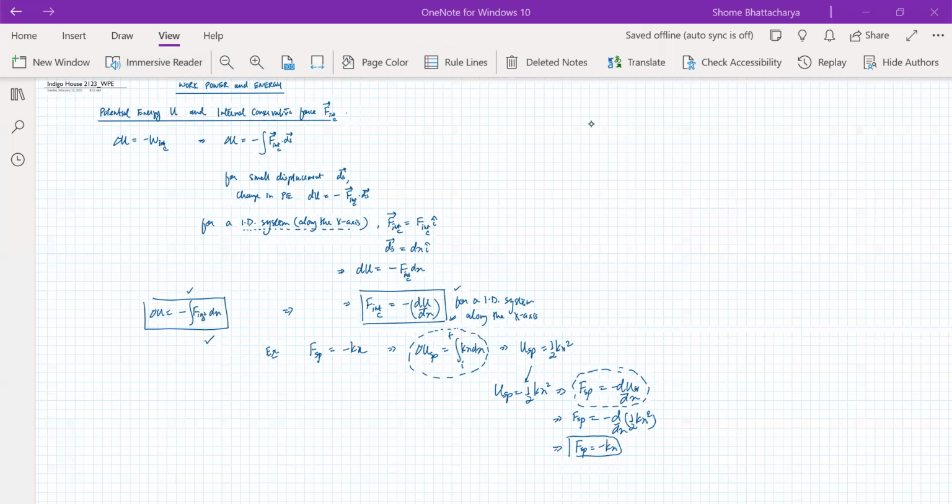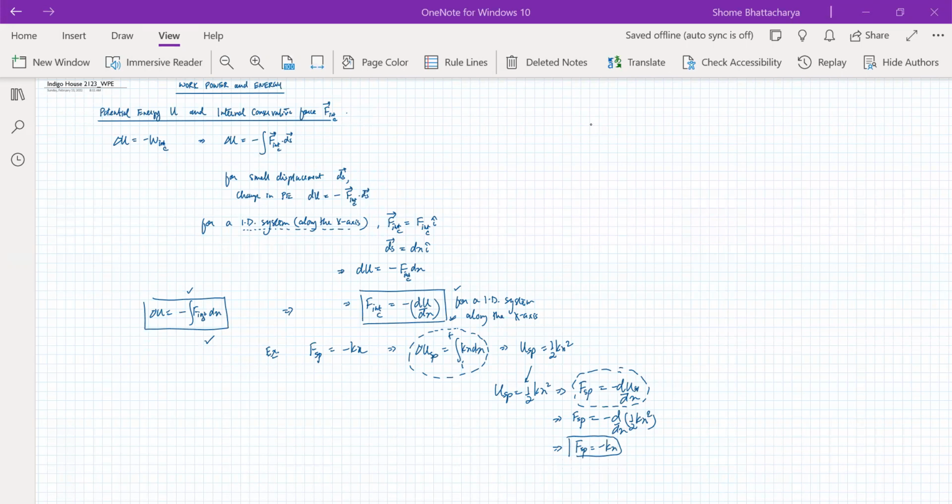Okay, you have understood up to this formula, no? This is the relationship between potential energy and internal conservative force: delta U is the negative of the work done by the internal conservative force. This statement is clear? Okay, so work done by any force is the integral of F dot ds. Right? So what do we mean by a one-dimensional system?